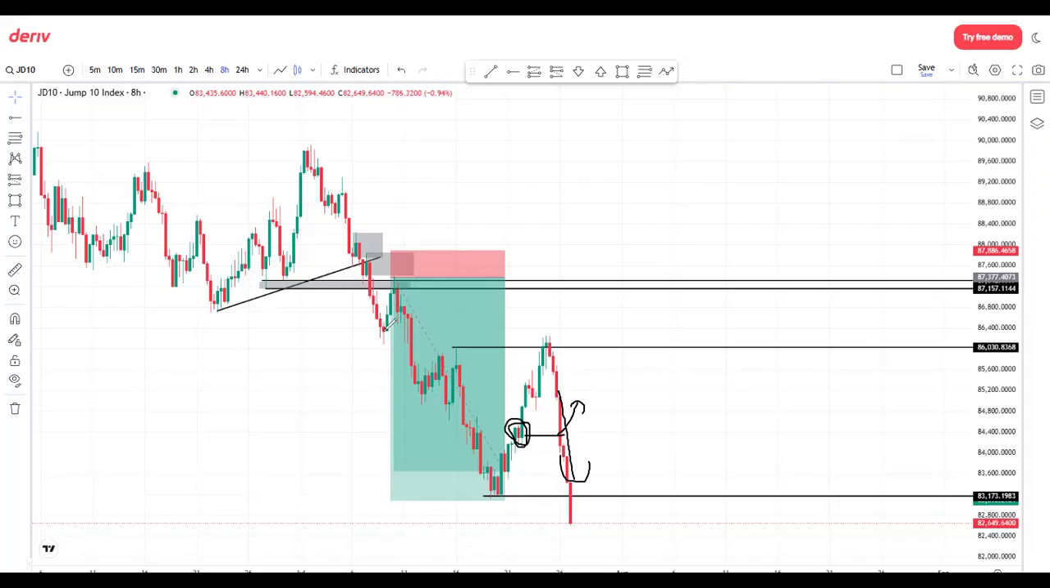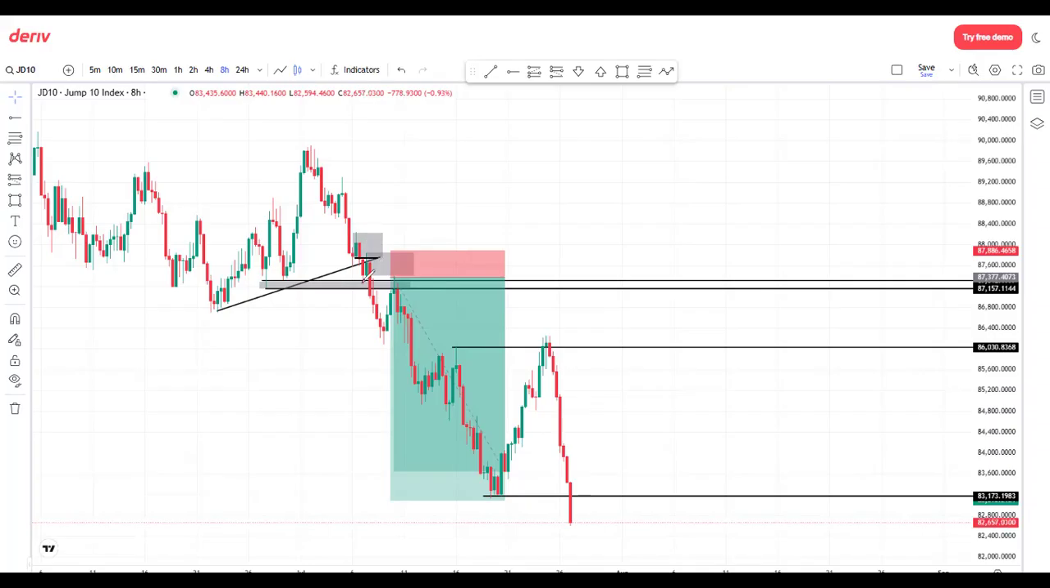For an example, if you move back here, you had two continuation patterns here. Actually, I'll say three. Yeah, it's two, not three. The first one, the second one. Your job here was to wait for the market to come back and test the continuation pattern so that you can sell. Since this is 8-hour, guys, I'll repeat, for you to get the first entry here, you had to wait for more than 8 hours.